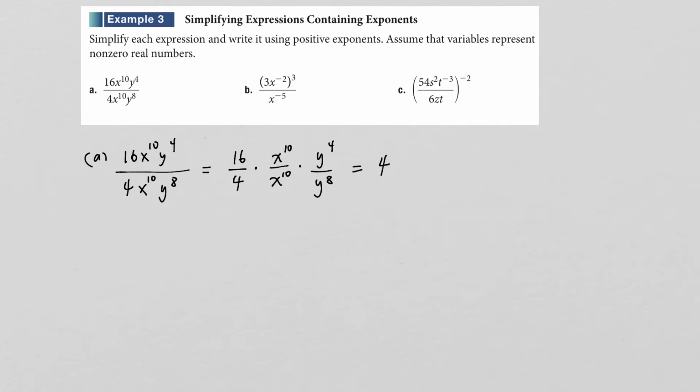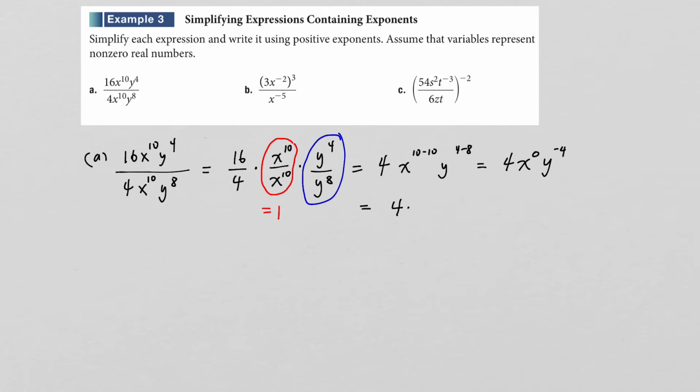Now, x to the 10 divided by x to the 10, there's a couple of different ways you can do this. One thing you can do is you could just say this is equal to 1, because anything divided by itself is 1. But you can also use the property of subtracting exponents. So if we do that, we would get x to the 10 minus 10. And then for the same reason here, we would get y to the 4 minus 8. Now if we simplify this, we have 4x to the 10 minus 10 is 0, and then y to the 4 minus 8 is negative 4.